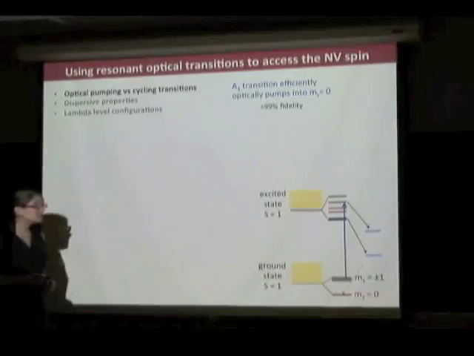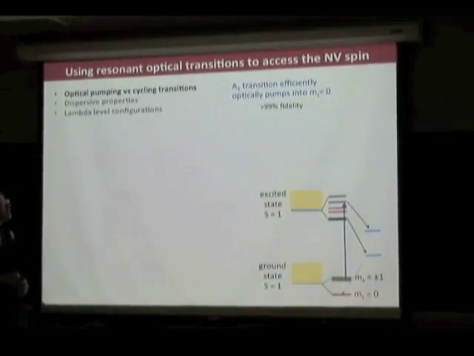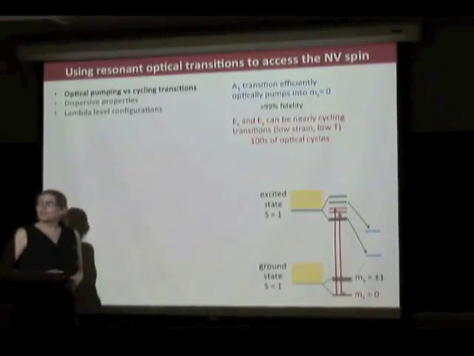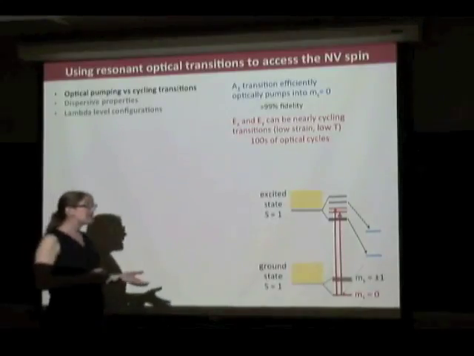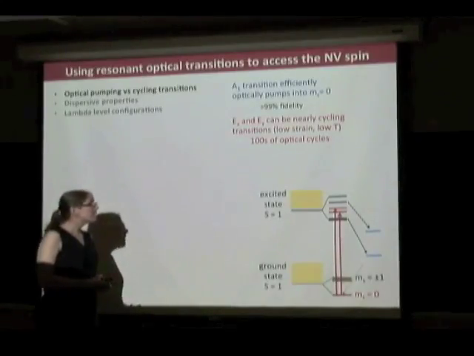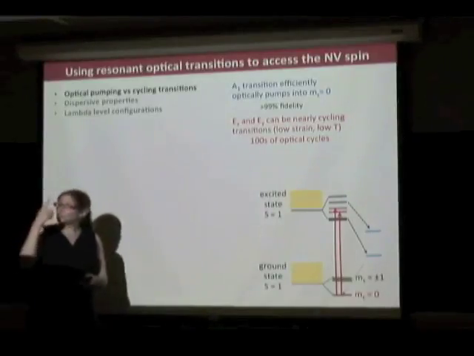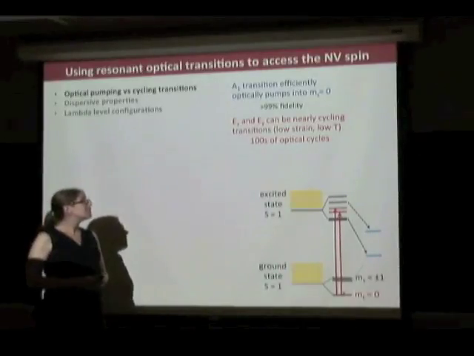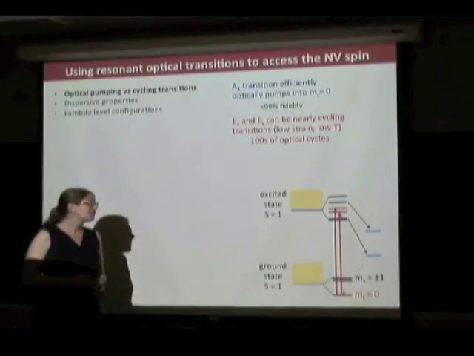And this can be a very efficient way to prepare the spin with about 99.7% fidelity. Conversely, if you look at optical transitions that don't have a high probability of spin flip, for example, the EX and EY transitions, these are very nearly cycling transitions. They can undergo hundreds of optical cycles before you get a spin flip. And as a result, you can use them for resonant detection of the spin.